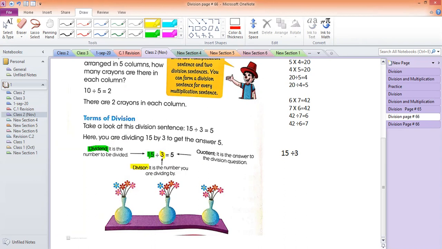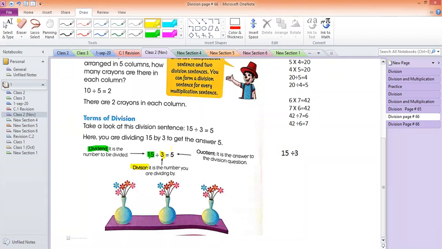Okay. Now, when you divide 15 by 3, the answer is 5. You check 3 multiplied by what number will give you 15? 3 1s are 3, 3 2s are 6, 3 3s are 9, 3 4s are 12, and 3 5s are 15. So the answer is 5. Your answer is also known as the quotient. Quotient is the answer to the division question.